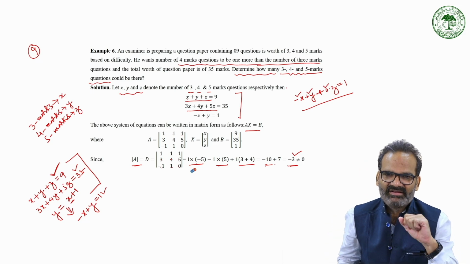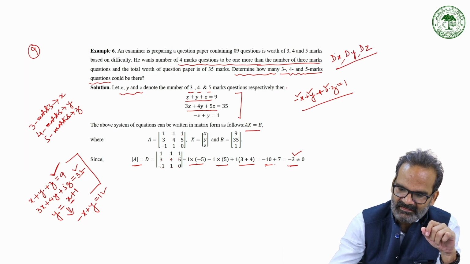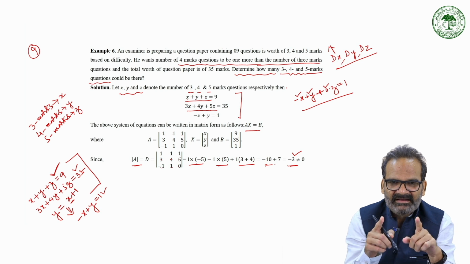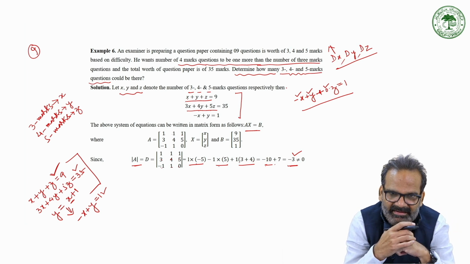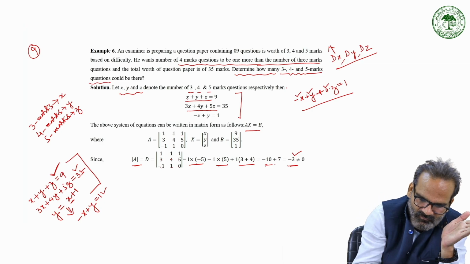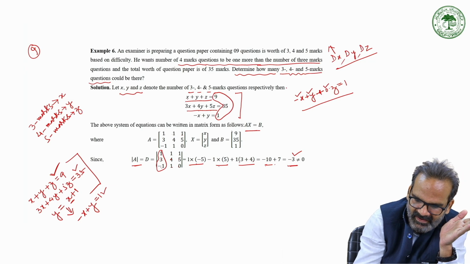Now what will we do next? We will calculate Dx, Dy and Dz, right? And you know how we calculate Dx? Dx is simply calculated by replacing column 1 by the terms at the right hand side of the given equation, 9, 35 and 1, in this matrix.